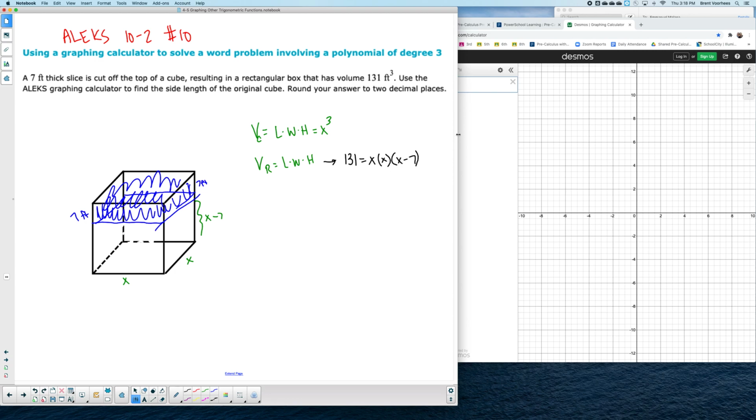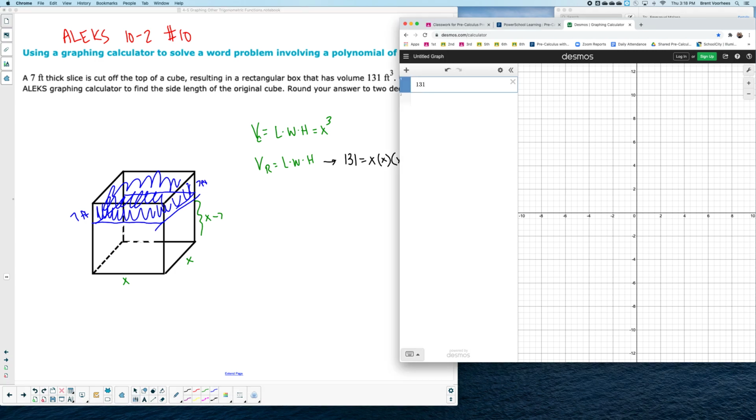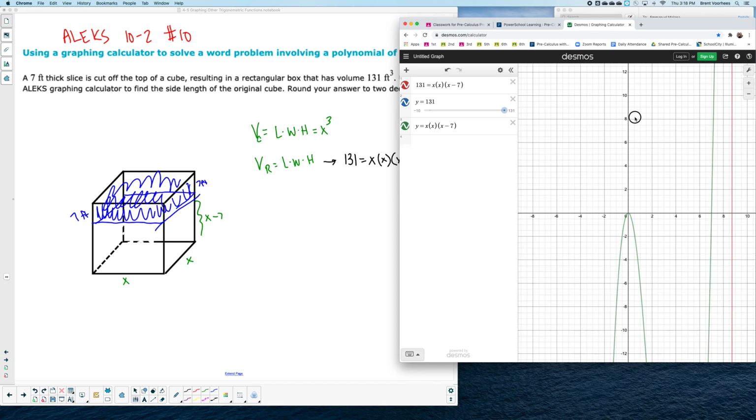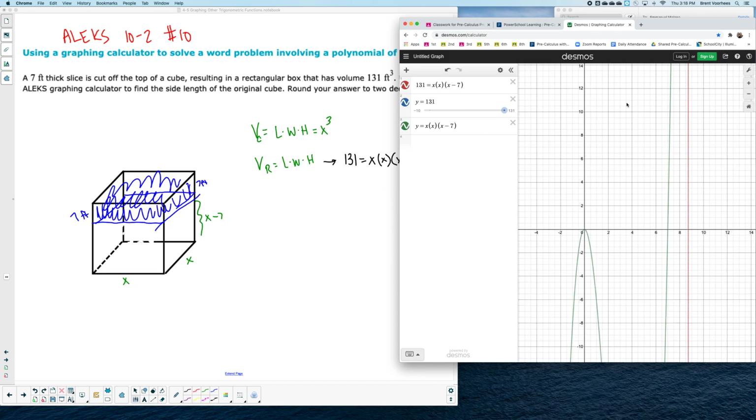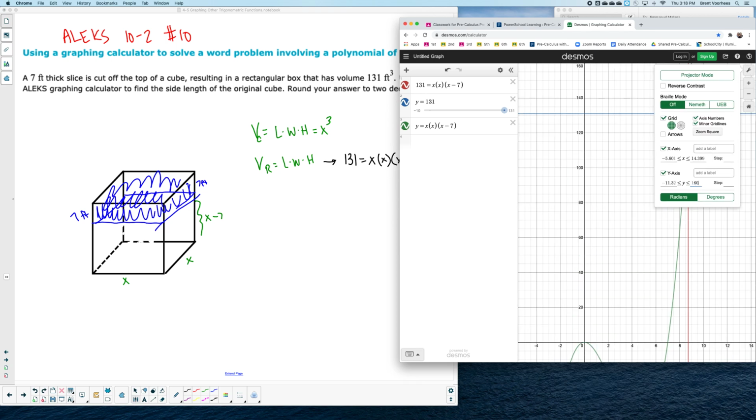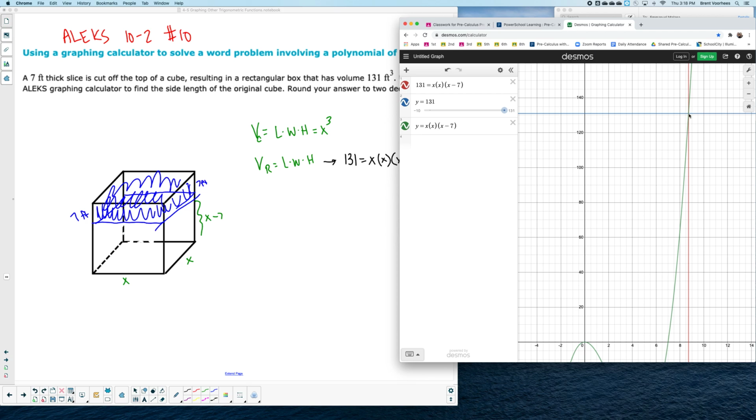I'm going to solve here for x. I'm going to come over here and have 131 equals x times x minus 7. And whenever we solve with Desmos, I'm going to do y equals the left side of the equation and y equals the right side of the equation. Now the intersection of these graphs is my answer, and I know it's going to be up at 131. So I'm going to make my y values go up higher than 131 so I can see this. I'll just do 160. There's my solution there.